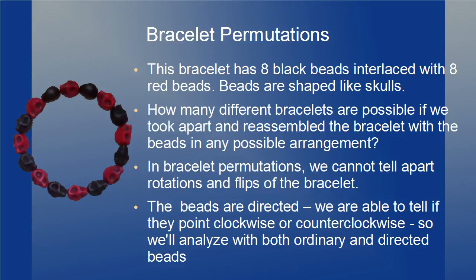We note that for bracelet permutations, we cannot tell apart rotations and flips of the bracelet. One thing that makes this different than an ordinary bracelet permutation is that the skulls are directed, so we're able to tell if they point clockwise or counterclockwise. Since that's not part of the usual bracelet permutation, we'll analyze the problem with and without directed beads.